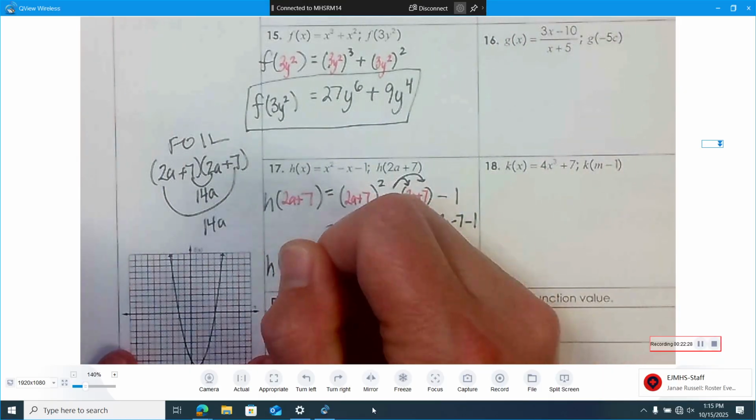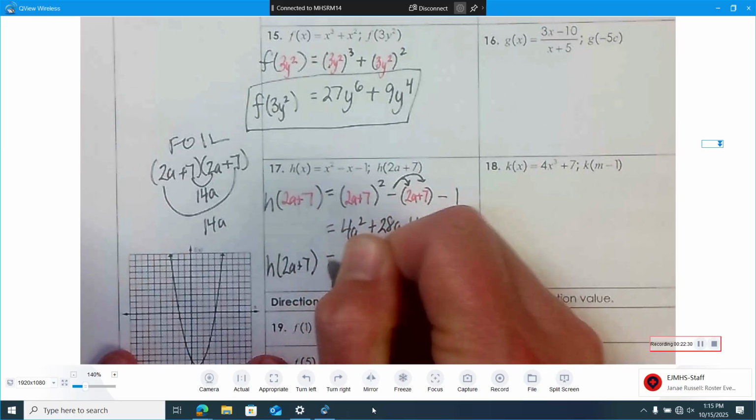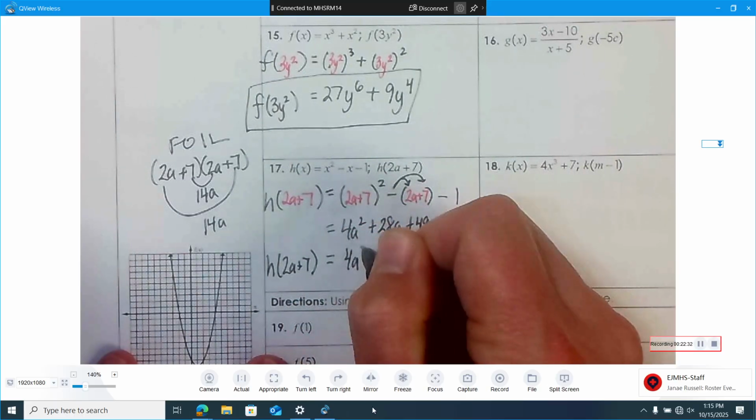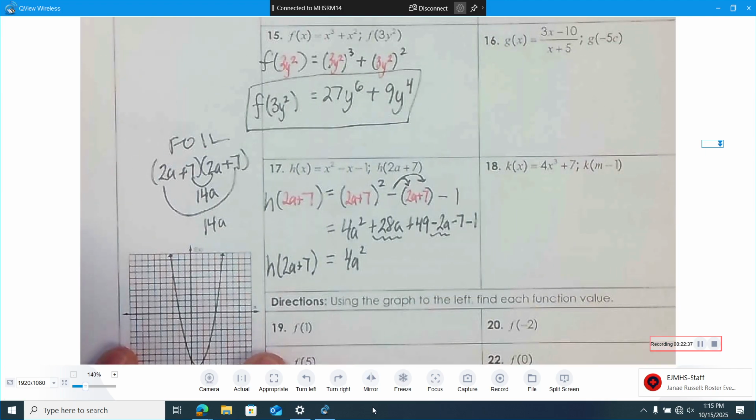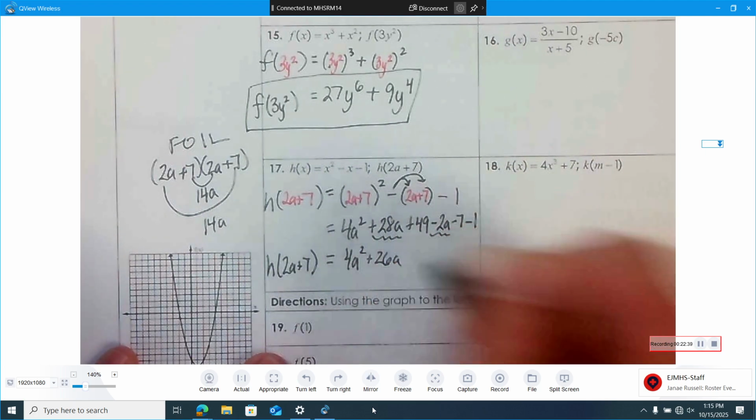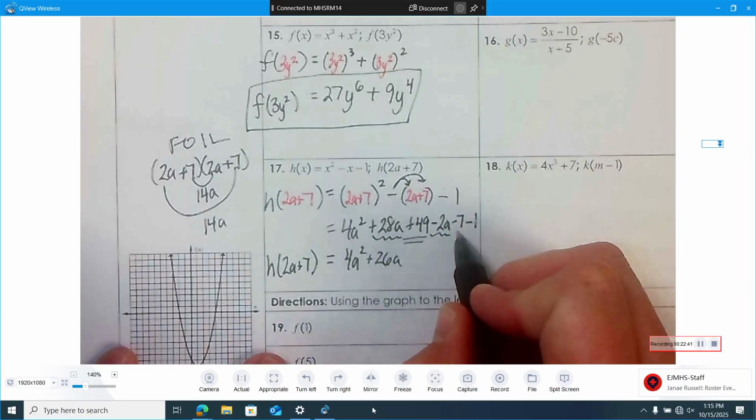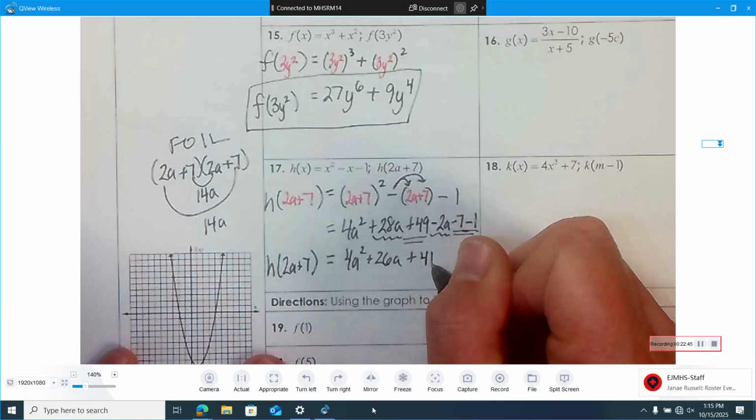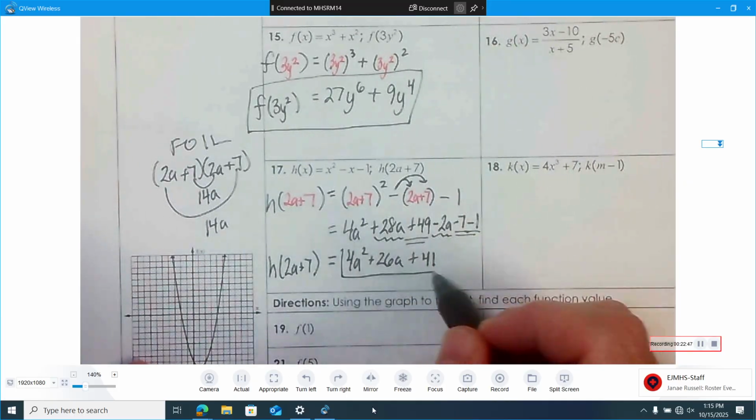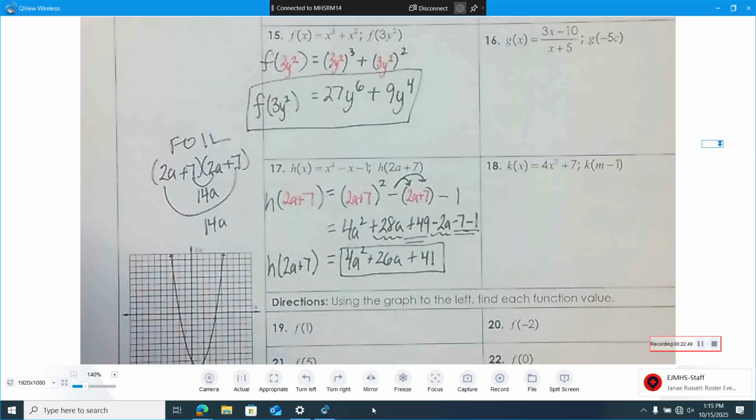Now we can do a little bit of cleanup. 4a squared, then we have 28a and a negative 2a, which is 26a. And then 49 minus 7 minus 1, so 49 minus 8 is 41. Very good. Excellent. And that's all we can do there. Questions on that? Pretty good?